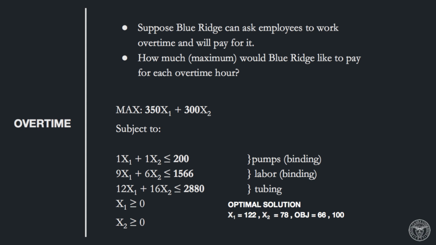In this case, we suppose Blue Ridge can ask the employees to work overtime, and we pay for them. One immediate question is, how much would Blue Ridge like to pay for each individual overtime hour? In other words, if we change the right-hand side value of 1,566 to 1,567, what will happen to the objective function value?